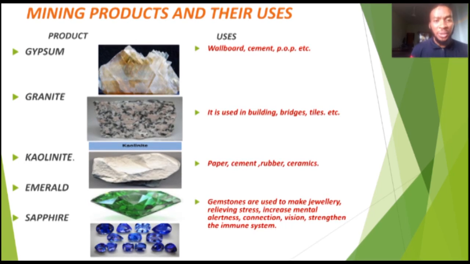Granite, you can see the solid rock, how beautiful it is. It is used in the building of houses, bridges, or even towers, stair towers, or even wall towers, etc. Kaolinite, you can see how whitish it is. It's very white, or it's pure white. It could be used to make paper, cement, rubber, ceramics.